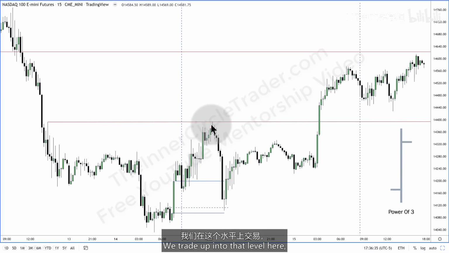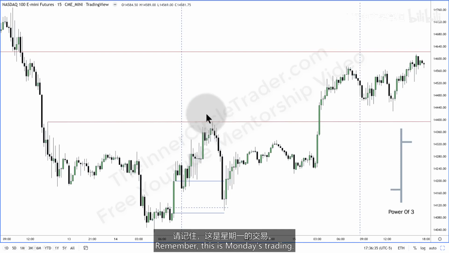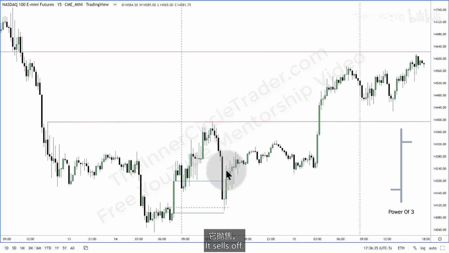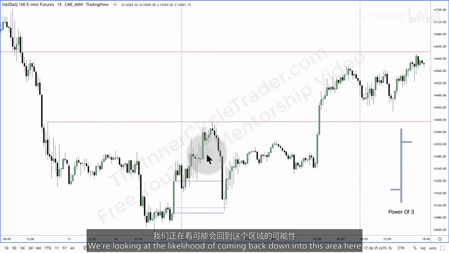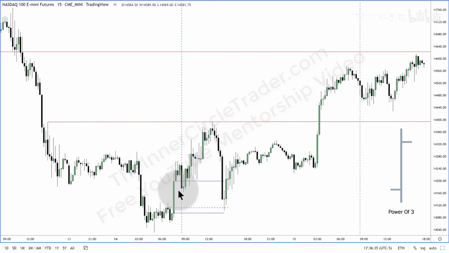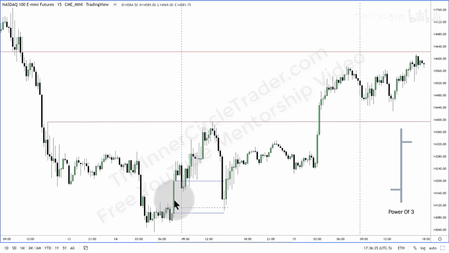And we trade up into that level here, which creates the fair value gap's low end parameter. Remember, this is Monday's trading. It sells off. So this line isn't here on Monday. That's not what we're looking at. We're looking at the likelihood of coming back down into this area here after taking these highs out. If it does so, if it trades back into this imbalance, that's a good candidate to go long.